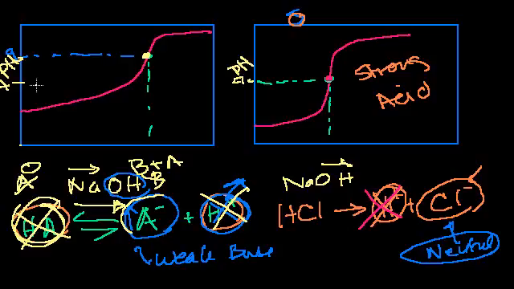And because of that, you have a basic equivalence point, or your pH will be slightly above 7. Now let's see if there's anything else we can divine from especially this one here. Let me write it down. This is a weak acid.